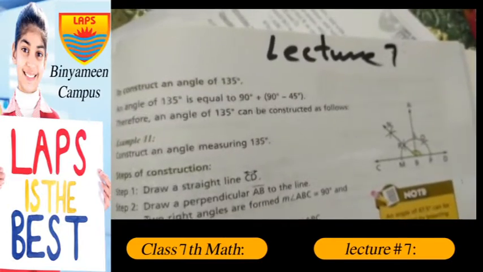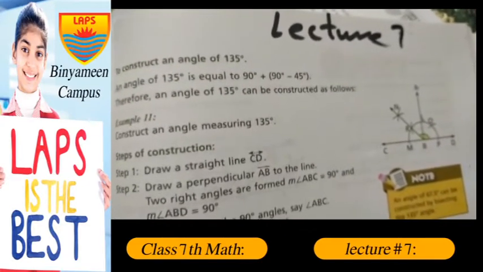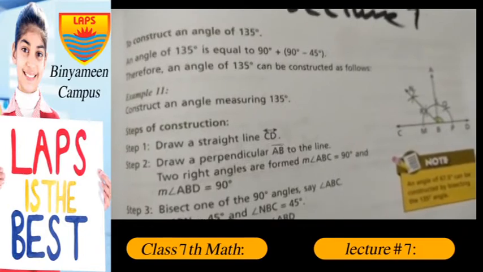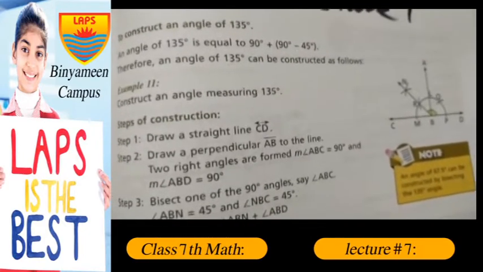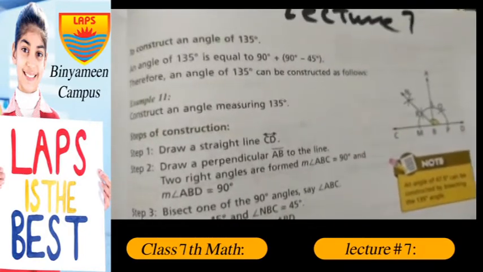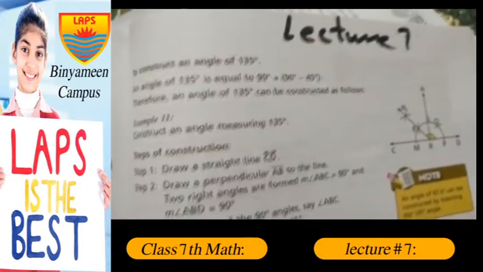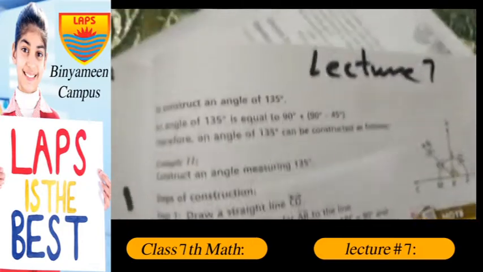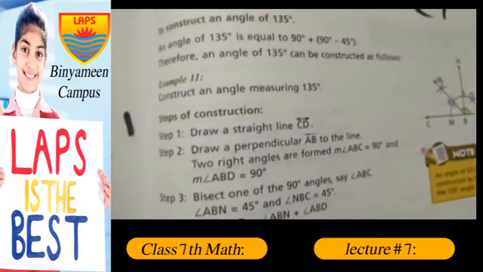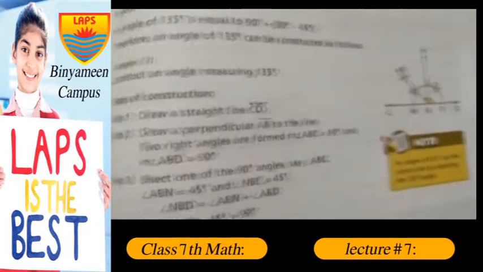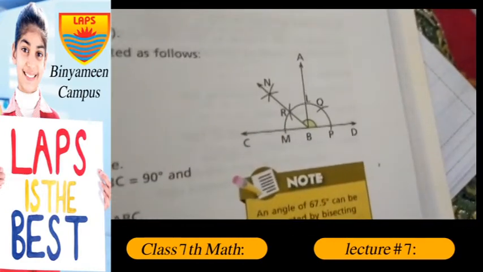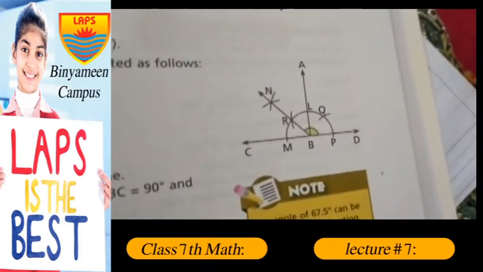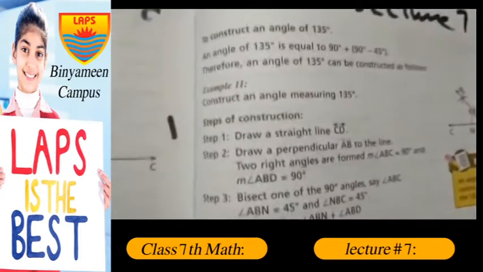If you need an angle of 135, you should make an angle of 90 degree. After, you can get the angle of 135. Example 11, you can check in the picture. Angle of 135, how to draw, I'll tell you.